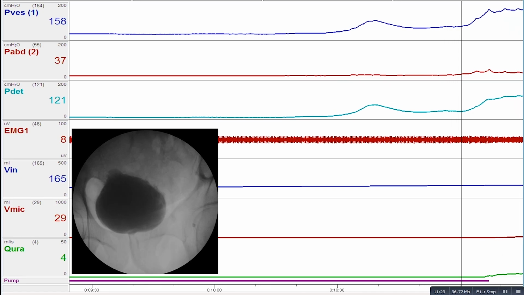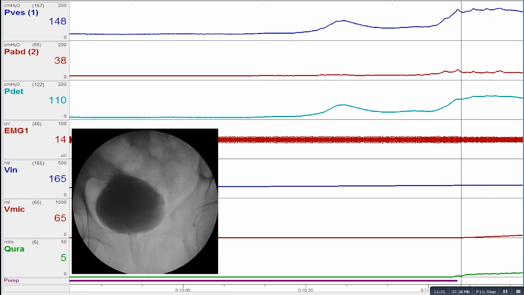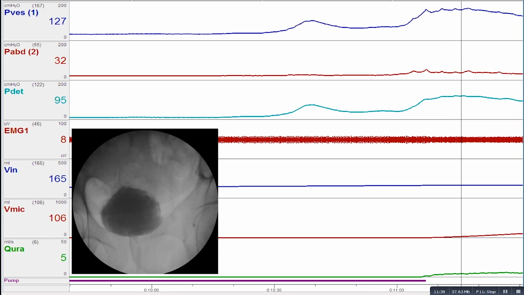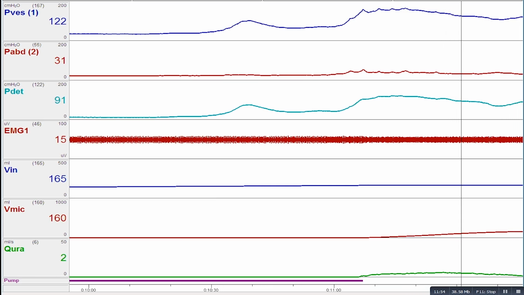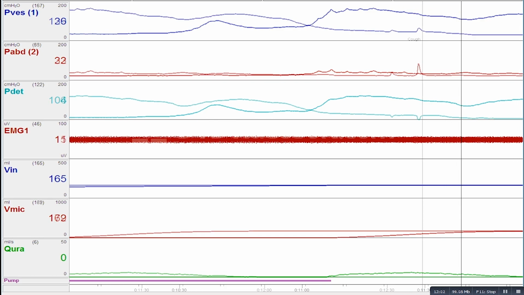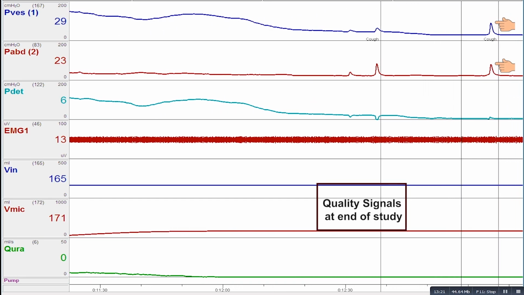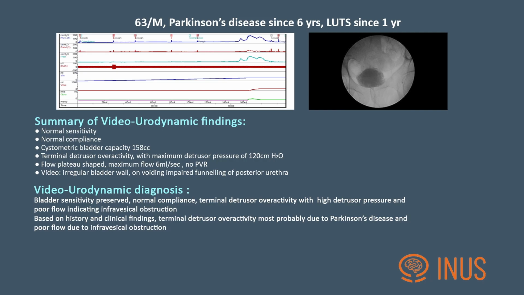On the video, we can see that the bladder outline is trabeculated, and this is the posterior urethra. The detrusor overactivity has resulted in the patient emptying to completion, albeit with a low flow. In this 33-year-old patient with Parkinson's disease since 6 years, again, urgency and urge incontinence are due to cerebral detrusor overactivity. His poor flow, despite high detrusor pressure, is due to an infravesical obstruction, most probably due to the enlarged prostate.